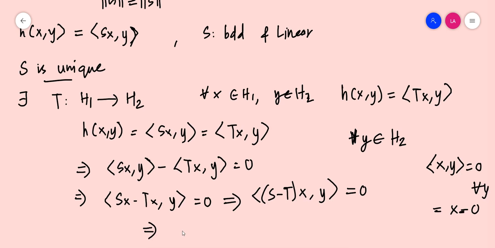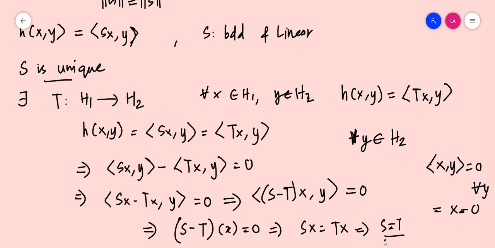By this lemma, S minus T of x should be equal to 0, which implies Sx is equal to Tx, which implies S is equal to T. So we started by assuming there exists another bounded linear operator associated with the sesquilinear form h, satisfying all the previous conditions. Now we have proved that both of these linear operators associated with the sesquilinear form are the same. So associated with a particular sesquilinear form, we have a unique bounded linear operator. So S should be unique. This concludes the proof of Riesz's representation theorem.